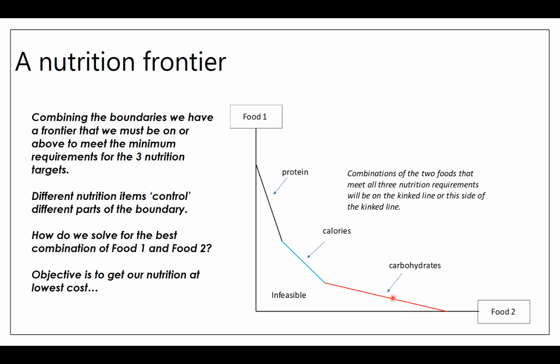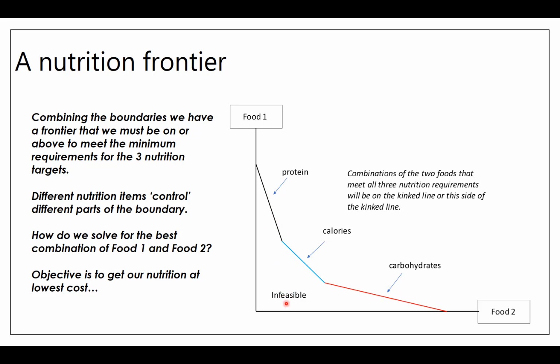Now we trace this frontier and say any combination of food 2 and food 1 that is on this frontier, on this kinked sort of demand space, would meet our targets for protein, calories, and carbohydrates simultaneously. Anything to the right of this kinked frontier would also meet that, and in fact it would produce all of them in excess. Anything to the left or below here, inside of this frontier that's been partitioned off, is what we would call infeasible.